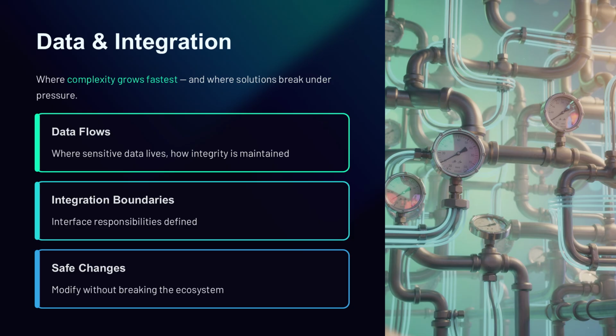You define how data flows, where sensitive data resides, and how data integrity is maintained across systems. You design integration boundaries and interface responsibilities so changes can be made without breaking the entire ecosystem. When data and integration are clear, scaling becomes possible and supportability improves dramatically.